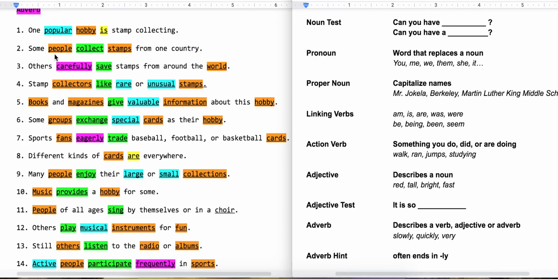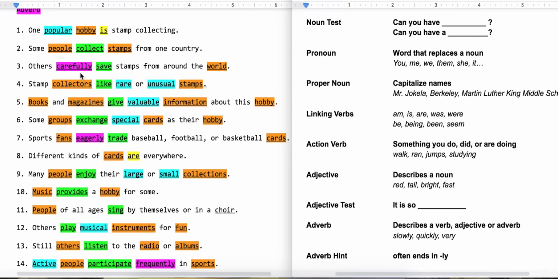What is carefully describing? What's happening carefully? It looks like you are saving carefully. You save the stamps carefully. So save is a verb. So carefully is describing save. You look at the definition, an adverb describes a verb, adjective or adverb. So carefully is describing this verb save, therefore it is an adverb. Also what you will notice is it ends in ly, which is the adverb hint.